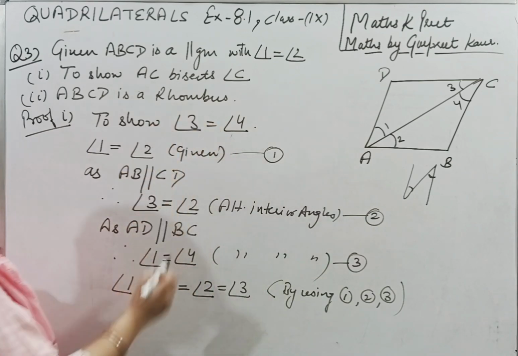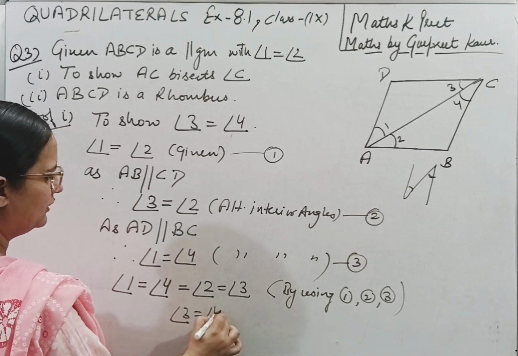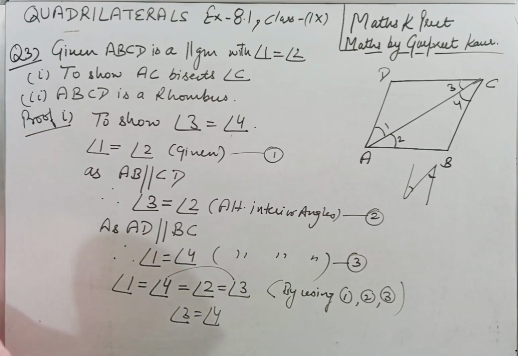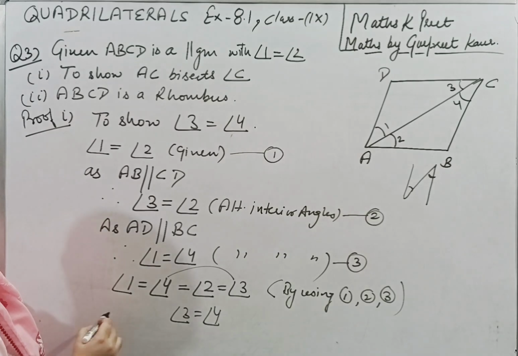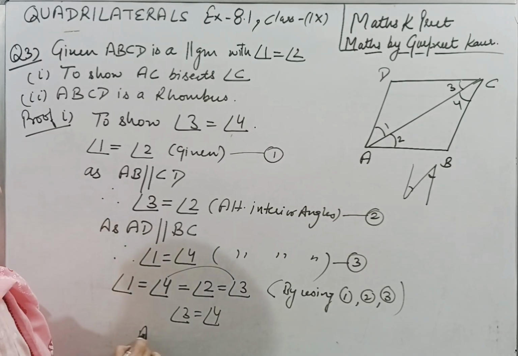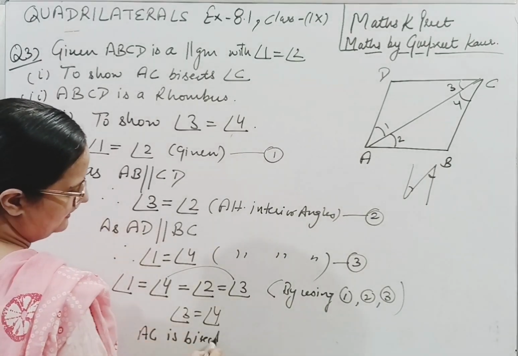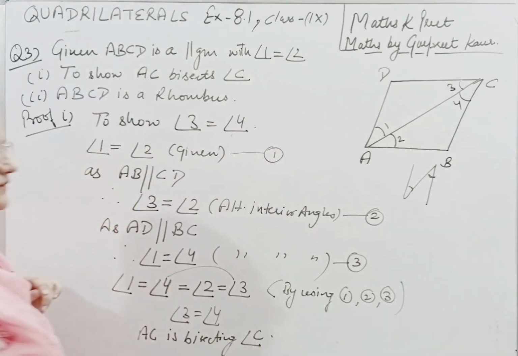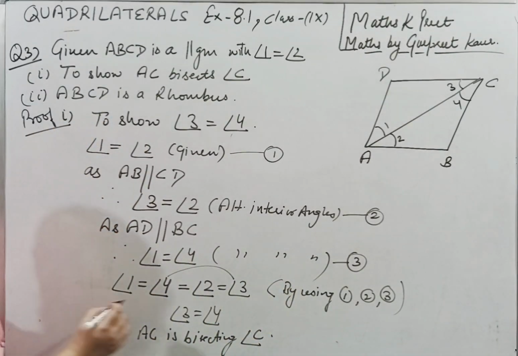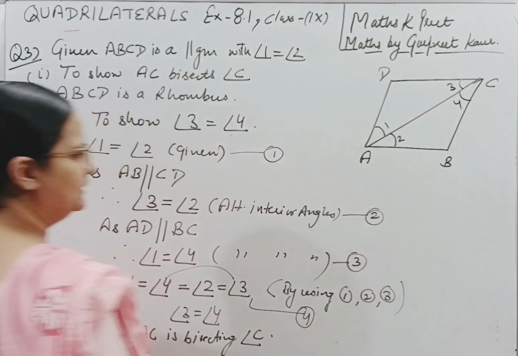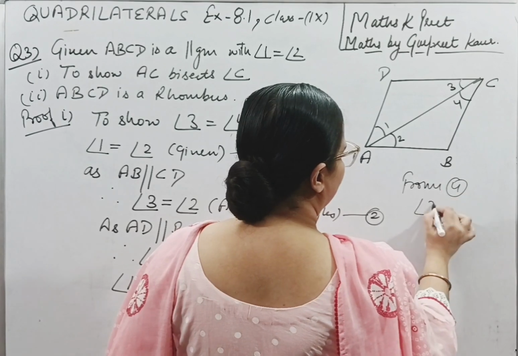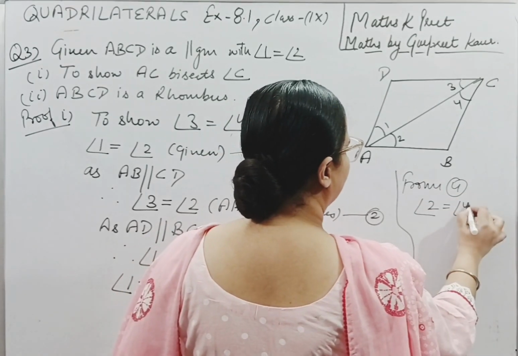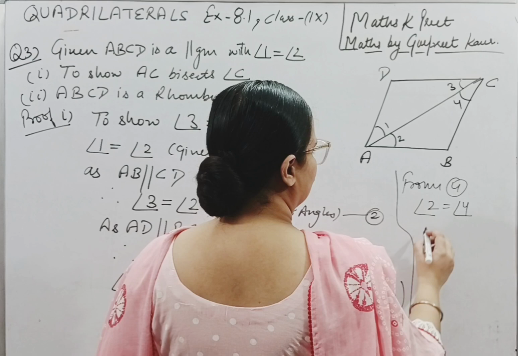But I have to prove 3 is equal to 4. So I'll take 3 is equal to 4 from here, these two angles. So it's very simple. Now angle 3 is equal to angle 4, which means that this AC is bisecting angle C. Therefore, clearly AC is bisecting angle C. Proved. Mark it number 4. Okay. So according to my requirement, from number 4, what I can take is angle 2 is equal to angle 4. This angle is equal to this.